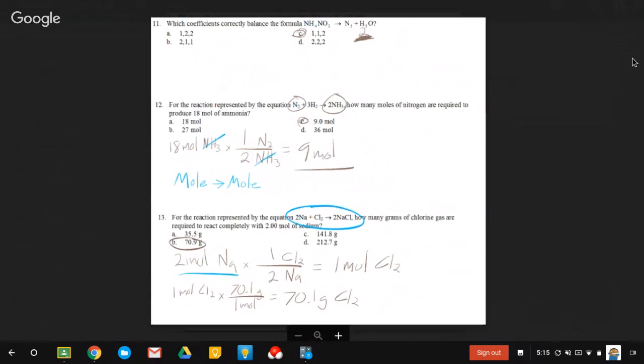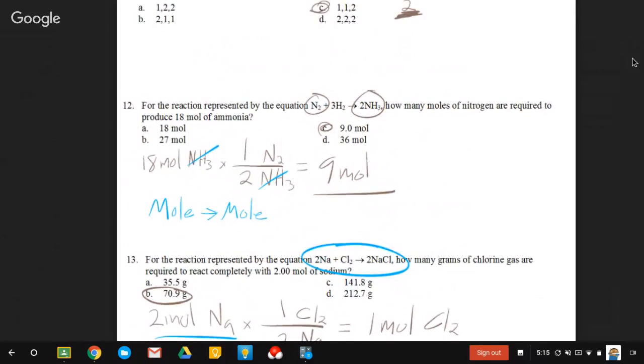Well, so for number 12, so you can see you got 18 moles of NH3. That's what I started with. The numbers on the top and the bottom next to that, you have the 1 N2 and the 2 NH3 come right from the reaction. So there's 1 N2 in the reaction. There's no number in front of N2 in the reaction, so that's just 1. NH3, there's a 2 in front of NH3, so I plug in the 2 in front of NH3.